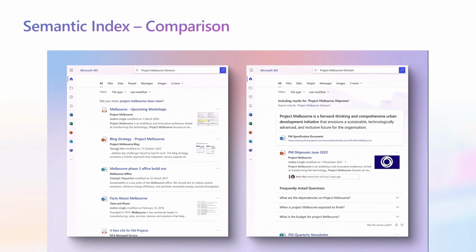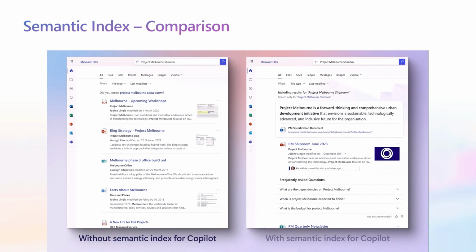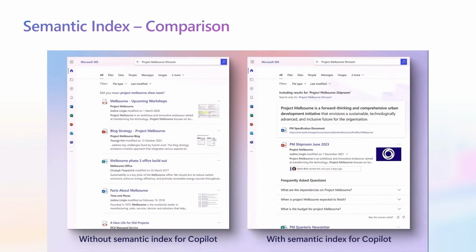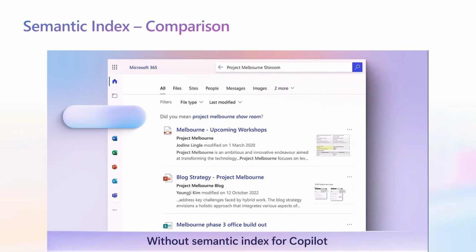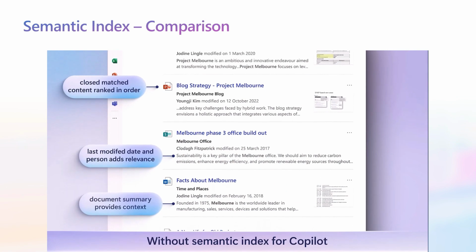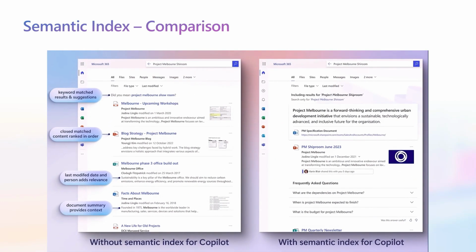And a great way to demonstrate semantic indexing for real is by showing two sets of search results in SharePoint. One without using a semantic index and one with. Here we're searching on Melbourne ship room. Notice the typo. The one on the left is without semantic indexing. You can see results that were retrieved based on keywords, a ranking, as well as last modified date for relevance. It presents a file summary for context, but it's not the specific information we're looking for.